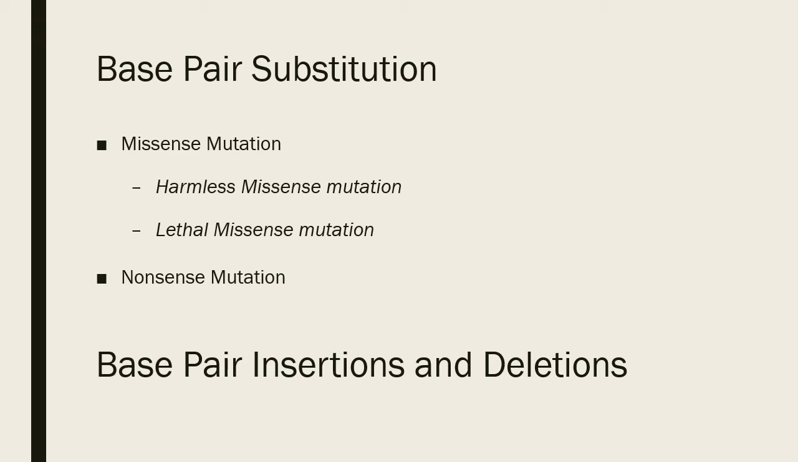And what are the types of missense mutation? The first type is harmless missense mutation. What is harmless missense mutation? Because of redundancy of the genetic code, some substitution mutations have no effect on the protein coded. In other words, a change in a base pair may transform one codon into another, and the new codon is translated into the same amino acid.